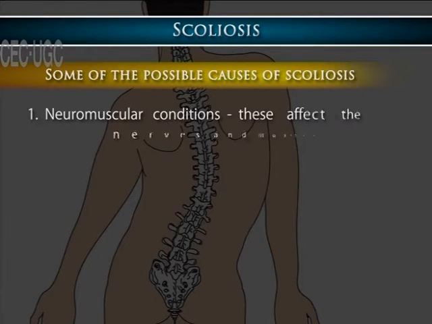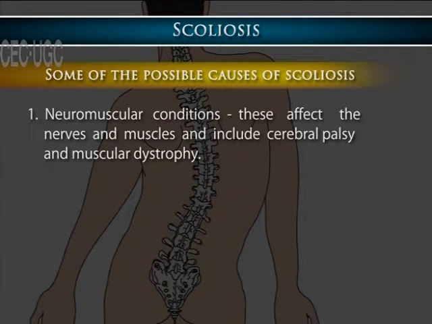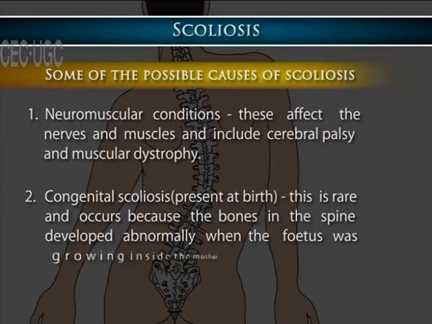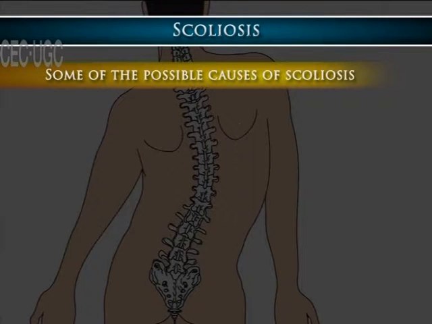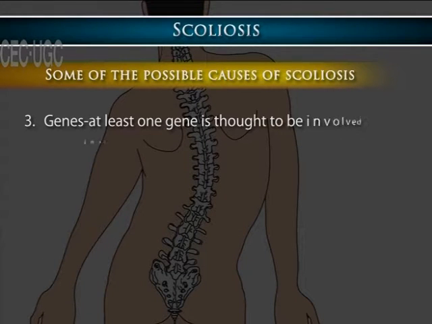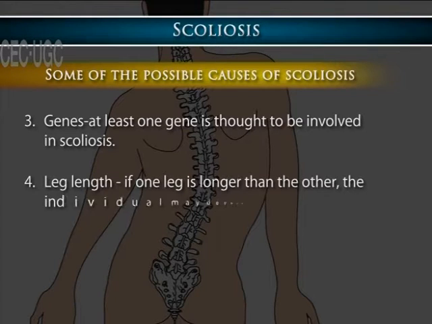First one, neuromuscular conditions. This affects the nerves and muscles and includes cerebral palsy and muscular dystrophy. Second one, congenital scoliosis, that is present at birth. This is rare and occurs because the bones in the spine develop abnormally when the fetus was growing inside the mother. The third one is genes. At least one gene is thought to be involved in scoliosis. Fourth one, leg length. If one leg is longer than the other, the individual may develop scoliosis.